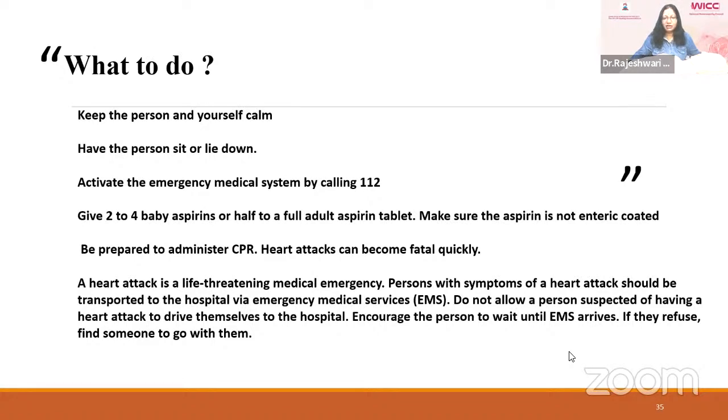Yes, look, listen, feel. Second mantra, what is it? Second mantra. What is the second mantra? What is the second mantra? First mantra is look, listen, feel. Second mantra kya hai? AVPU.